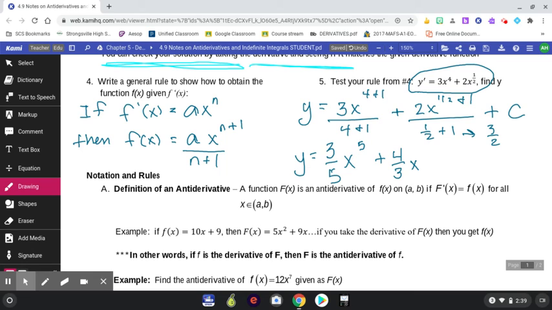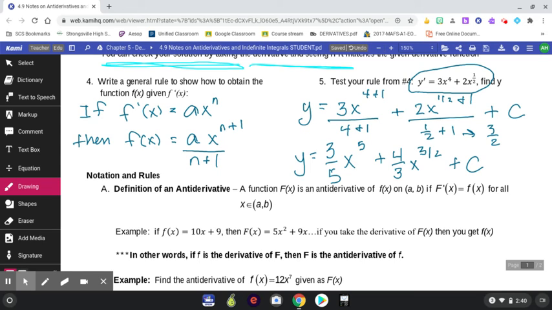Okay, x to the, again, half plus 1 is 3/2. And I'm just going to say plus c because I could put any constant in there. And then again, I could always take the derivative to check that I end up with 3x to the 4th plus 2x to the half, okay?